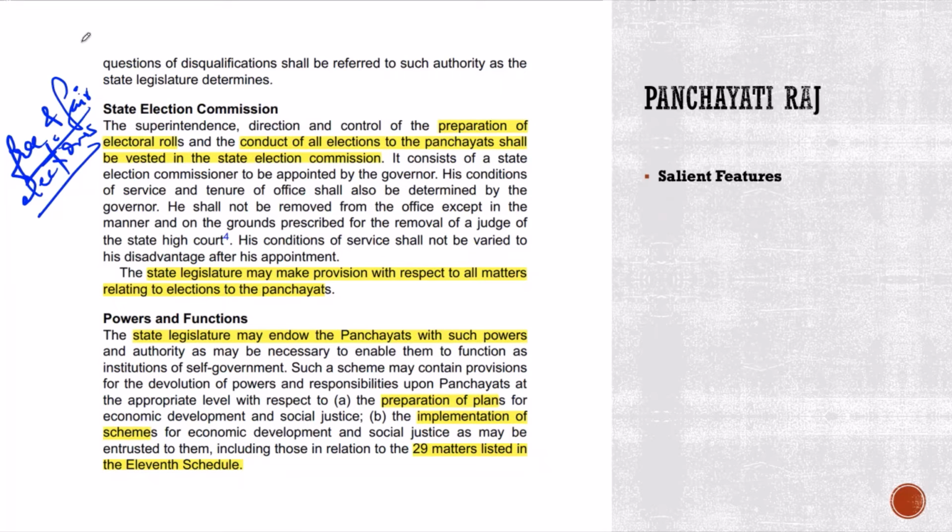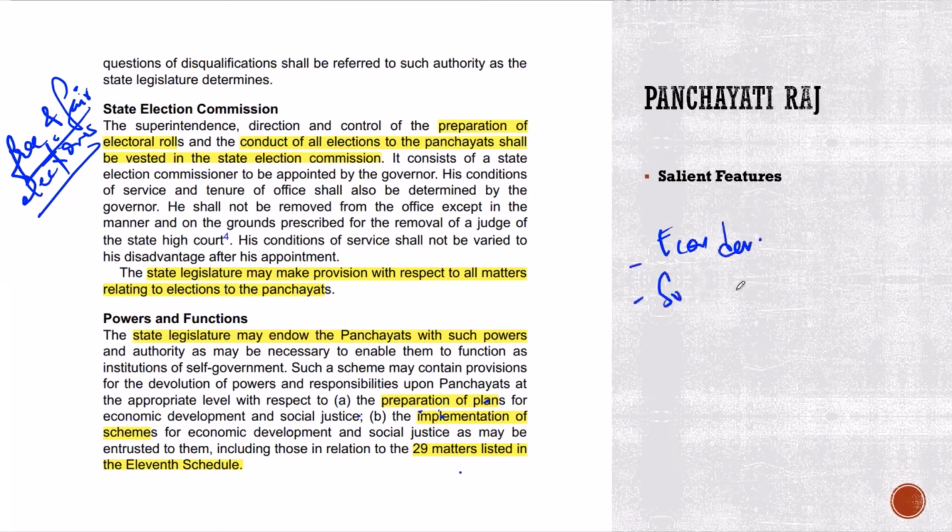Okay, now what are the powers? The state legislature may give powers to the panchayat depending upon what is necessary. They're in charge of 2 things basically. First thing, just read this A and B. Just go through this. There are 29 matters given in the 11th schedule. I'll show you what they are. But essentially, it is preparation of plans for economic development and social justice, and then implementation of schemes for the same. So those 29 matters are going to be about economic development and social justice.